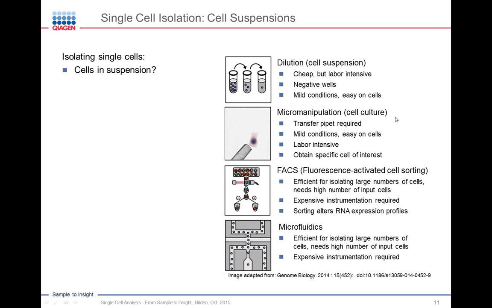The second way to isolate a cell of interest out of a cell culture is micromanipulation. So you take a sample of your culture, look at it under a microscope, and use a very small pipette to pick out the cell you're interested in. This is extremely labor intensive. You do not want to do this on 5,000 or 10,000 cells. But you get a very good idea about the cell that you have.